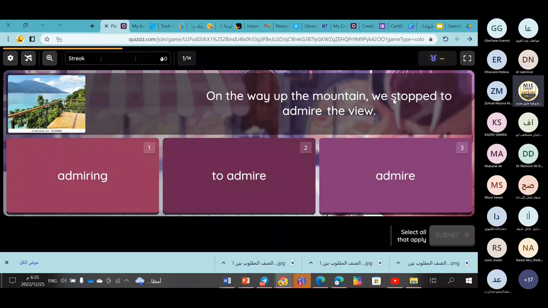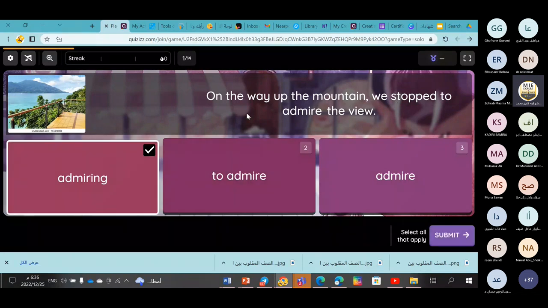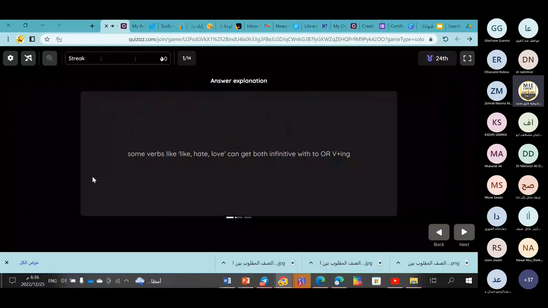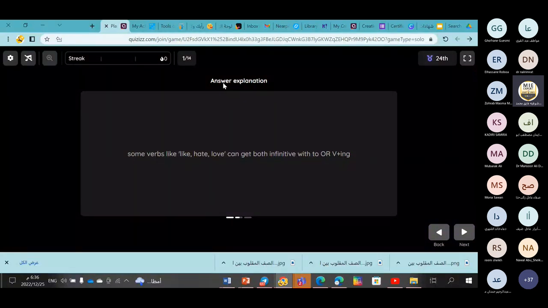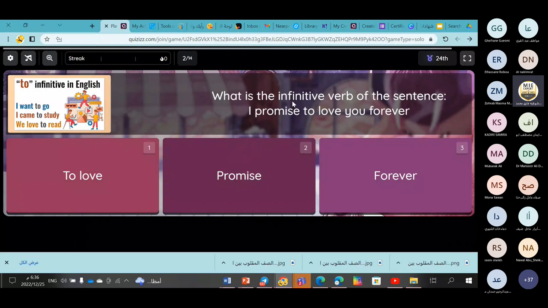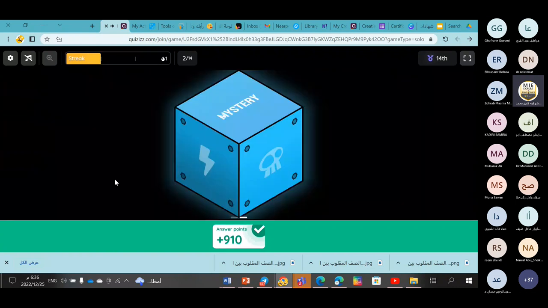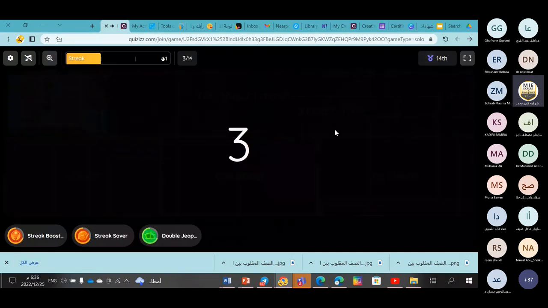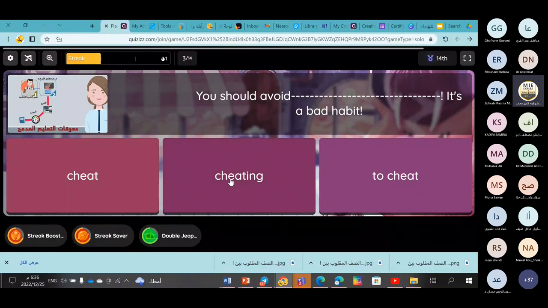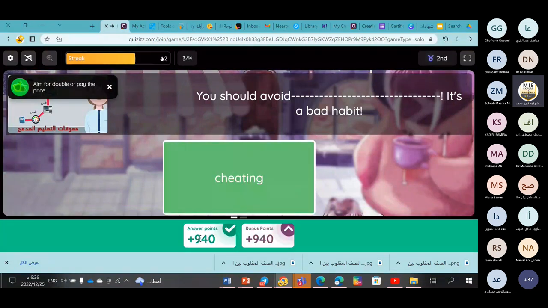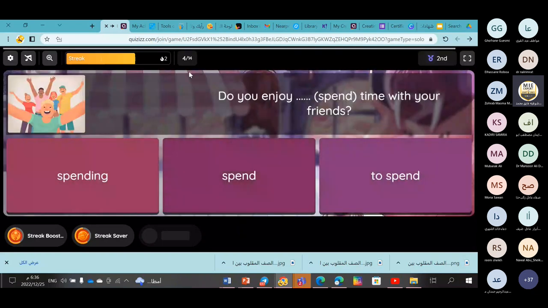Here, when we stop to admire, yes, this is this one, then submit. You can follow. If it is wrong, it gives you the red button, and here you can see an answer explanation, then you can proceed, then it gives you the points. What is the infinitive verb, for example, here, because it is about infinitives and gerunds. If it is correct, it will give you a prize, etc. Then you can complete it. You should avoid cheating. If it is correct, it will give you some points and clear answers, etc. I will not proceed for the sake of time.